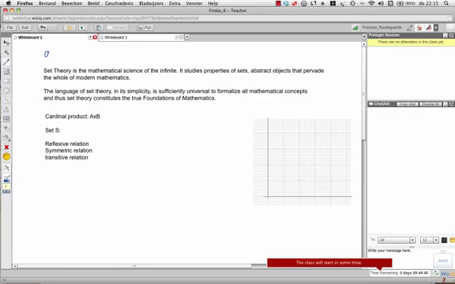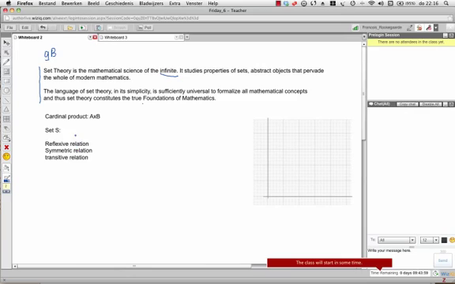We are now at the second screencast of chapter 9b, and very briefly I want to go back to what we were talking about in the first place. Set theory is the mathematical science of the infinite. We already studied that. It studies properties of sets, abstract objects that pervade the whole of modern mathematics. The language of set theory, in its simplicity, is sufficiently universal to formalize all mathematical concepts and thus constitutes the true foundations of mathematics, with capitals.